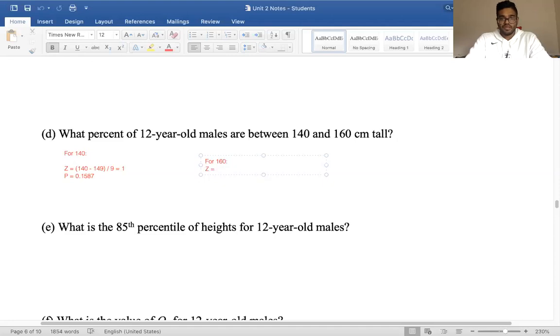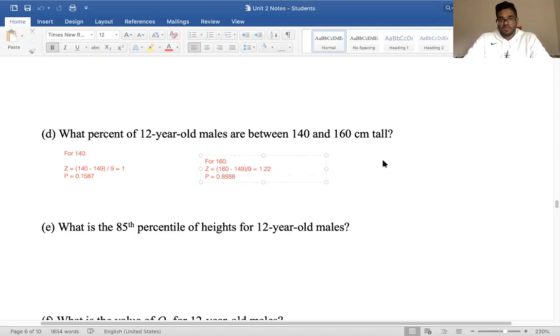Okay, now I'm going to do the same thing again, but for 160. Z equals 160 minus 149 divided by 9, which is equal to 1.22. That p-value below is 0.8888.